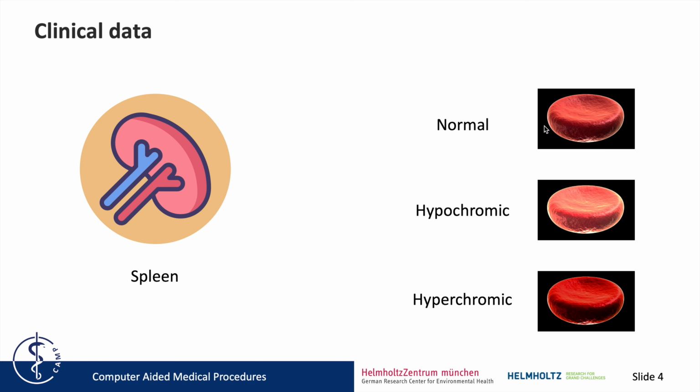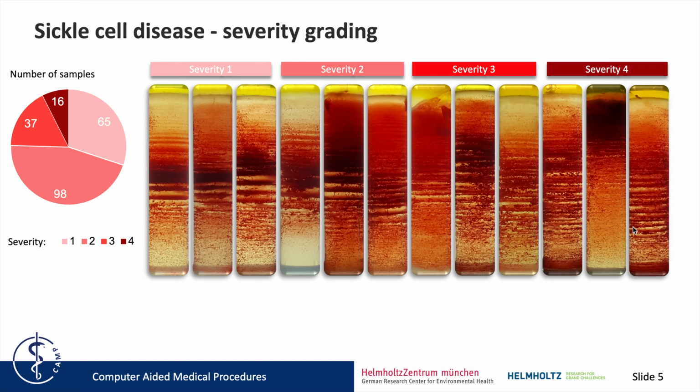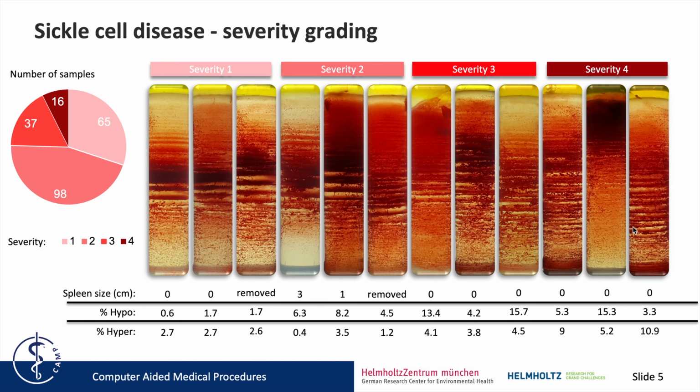A function of the spleen is clearing the bad cells from circulation, meaning less chance of complications for the patient. The dataset has 216 samples consisting of the Percoll gradient and the mentioned clinical data, classified into 4 different severity grades by the experts in the hospital.